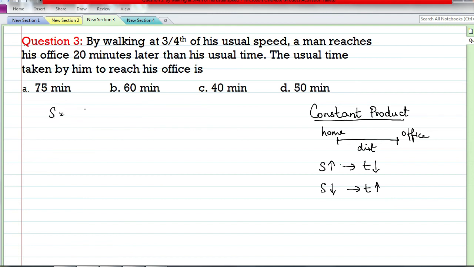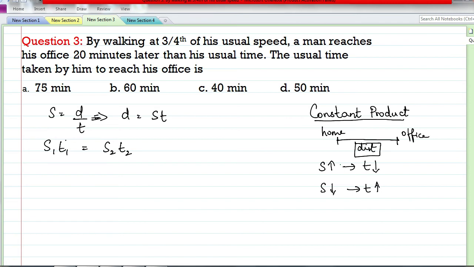Speed equals distance by time, and we see that distance is a constant product here. So from this formula I'll write distance is equal to speed into time. Now distance is constant, so we write S1 T1 is equal to S2 T2. What is S1 T1? Old or previous speed and time, the usual speed and usual time. S2 T2 is new speed and new time.